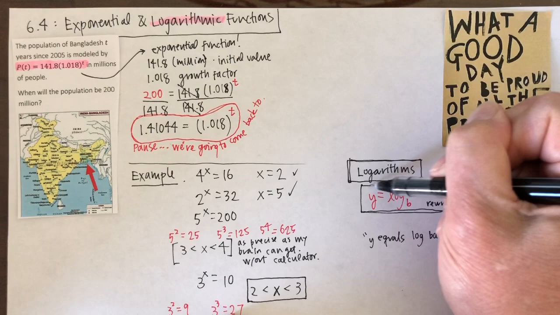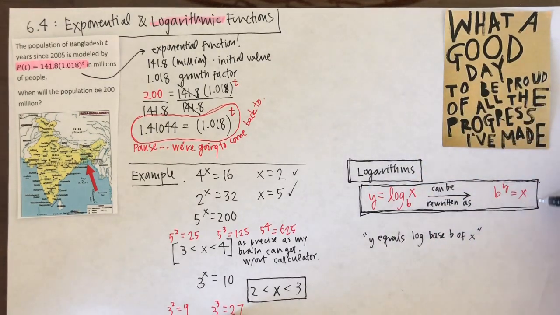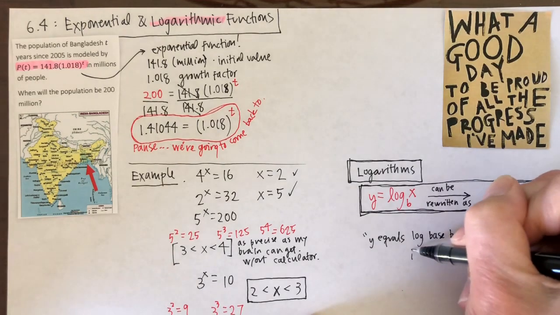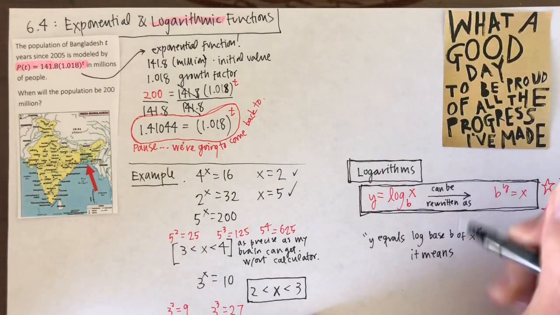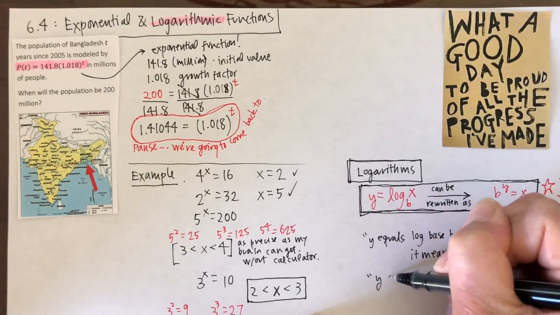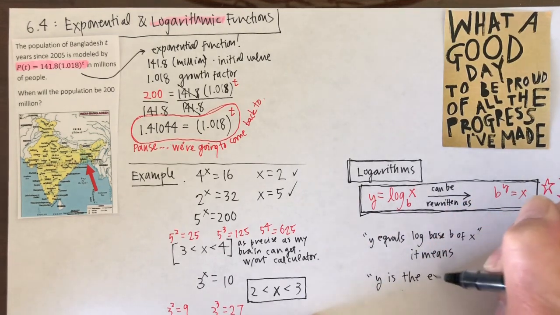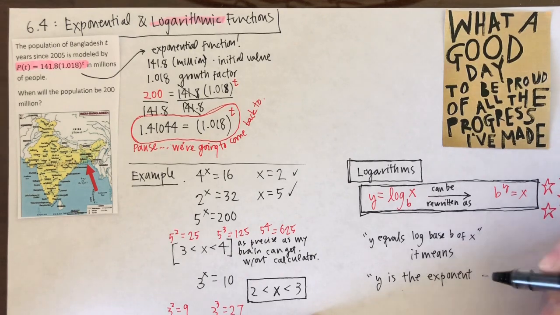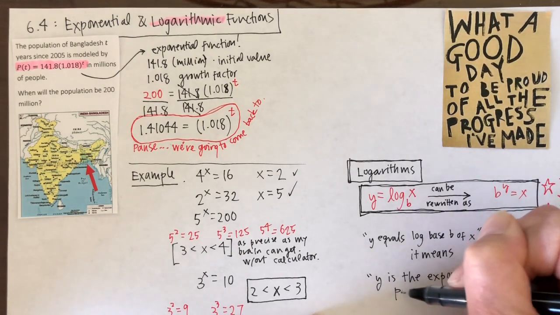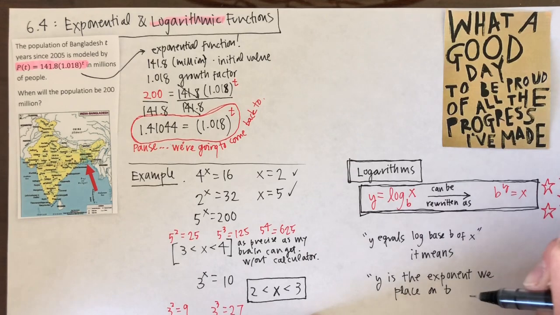And this is how we'll think of logarithms. So this is a really important relationship to remember. It means y is the exponent we place on b to get x.